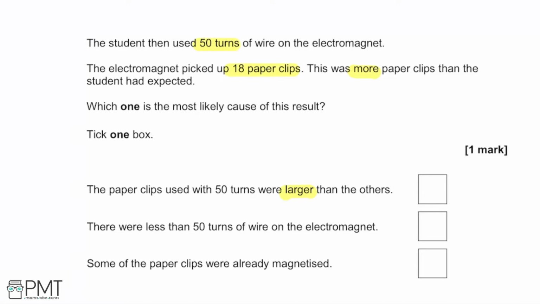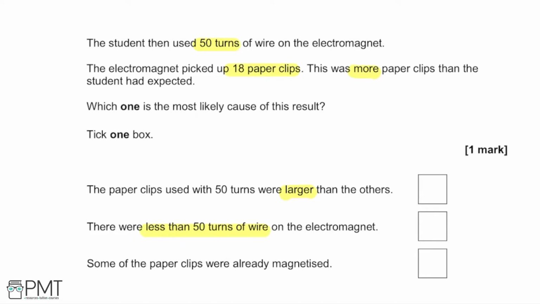We have that there were less than 50 turns of wire on the electromagnet. So we know that if there were less than 50 turns, then there's going to be a weaker magnetic field around the electromagnet, so less paper clips are going to be able to be picked up. We could always refer back to the table in the previous part of the question, so we'd see that with less turns of wire on the electromagnet, less paper clips can be picked up. We could use the values in that table to see this again for ourselves.